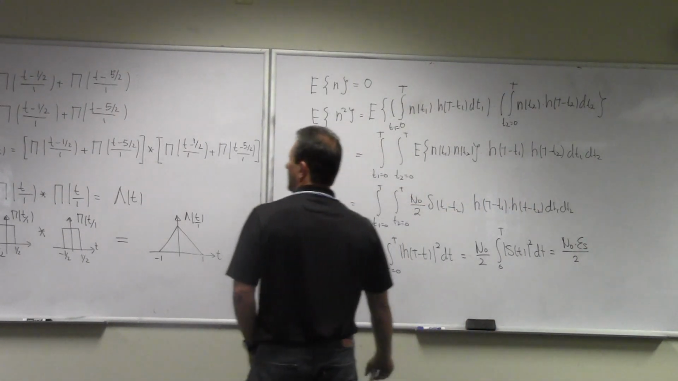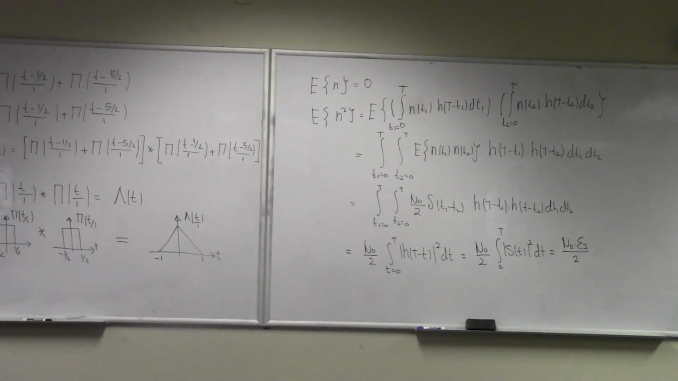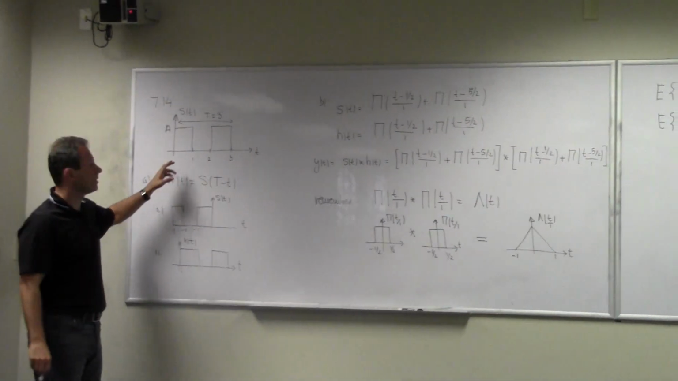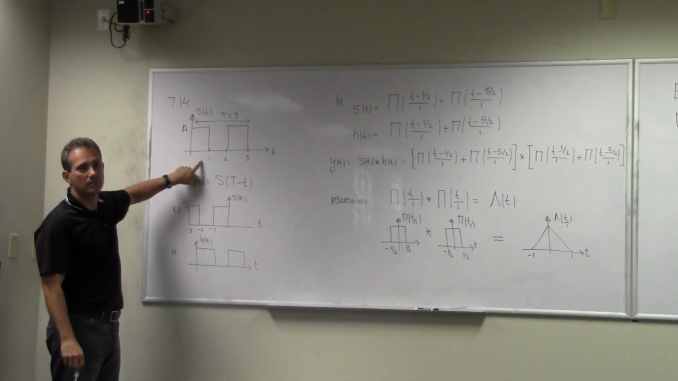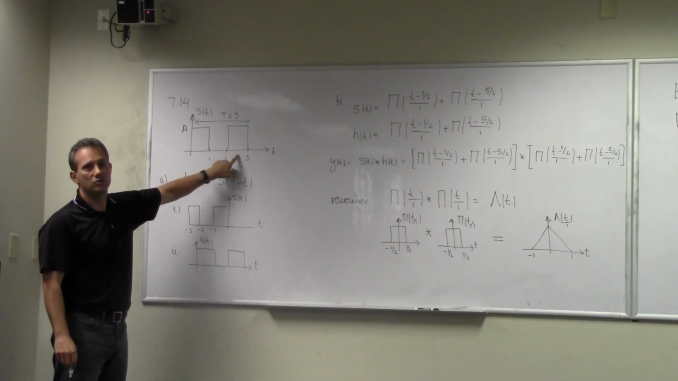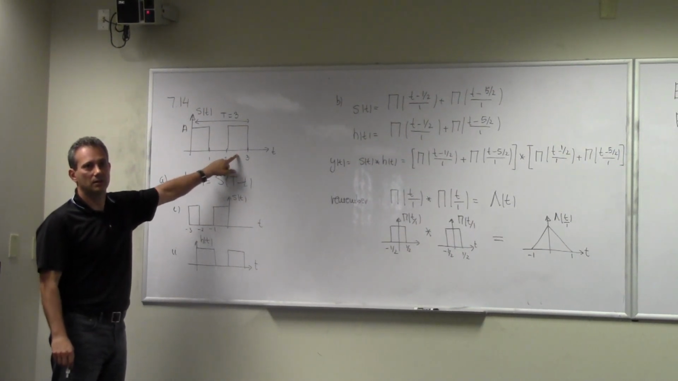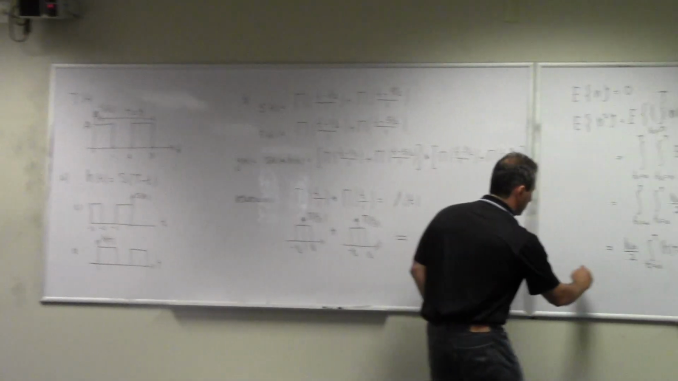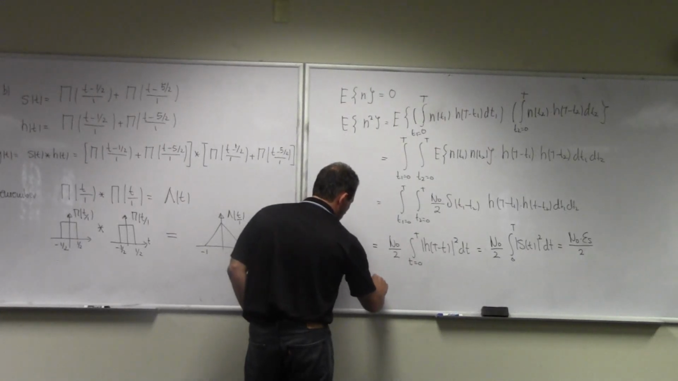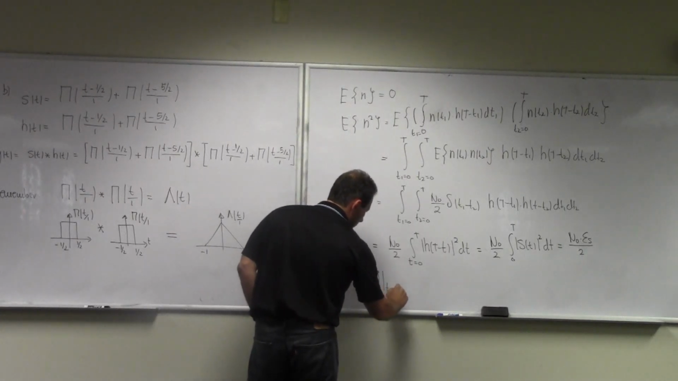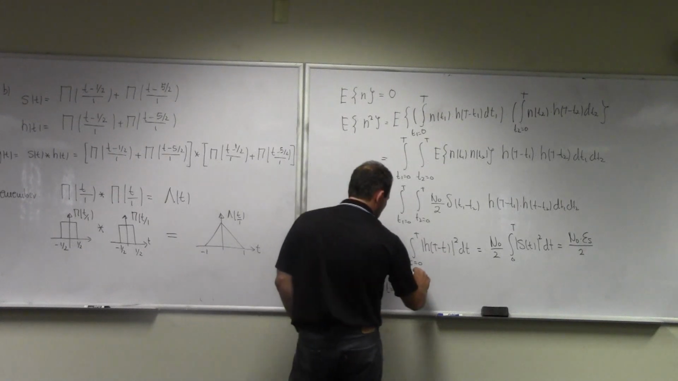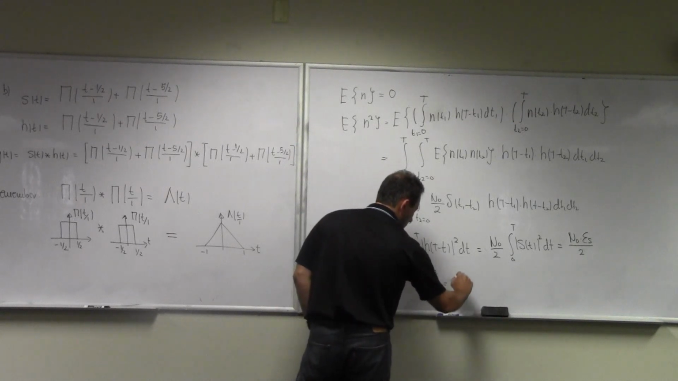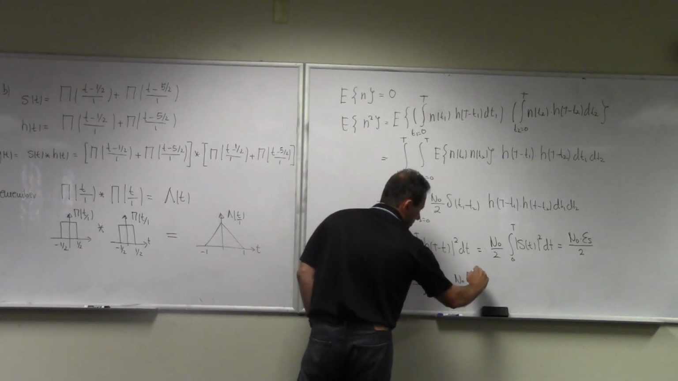Now, what is the energy of this signal? I have to square it, and I have to calculate the area under the curve. If I square it, I have a squared times 1 plus another 1. So it's 2a squared. Do you see that? Energy of this signal is 2a squared. So you get that your expected value of n squared when t is equal to T is going to be N0 times 2a squared over 2, which is N0 a squared.